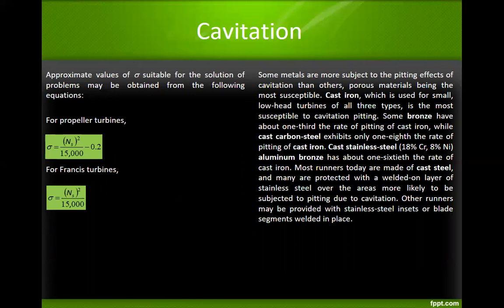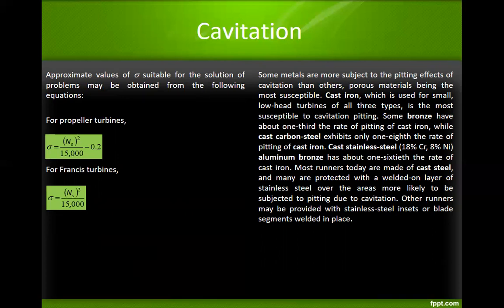Some metals are subject to the pitting effect of cavitation more than others, porous materials being the most susceptible. Cast iron, which is used for small low-head turbines of one type, is the most susceptible to cavitation pitting. Some bronze has about one-third the rate of pitting of cast iron, while cast carbon steel exhibits only one-eighth the rate of pitting of cast iron.